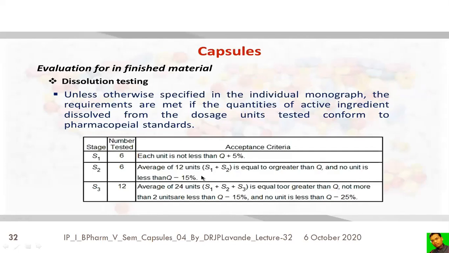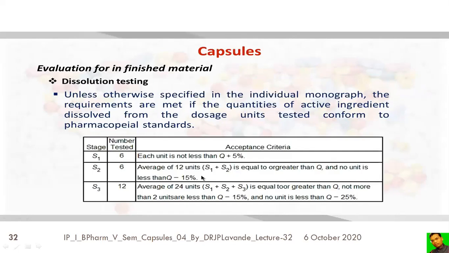So the acceptance criteria in case of S1, the first 6 capsules we had selected: each unit should be not less than Q plus 5%. Q is the labeled amount, so labeled amount plus 5%. It should not be less than that.